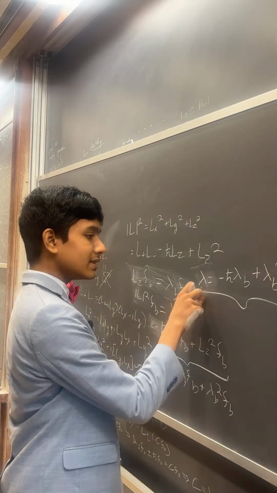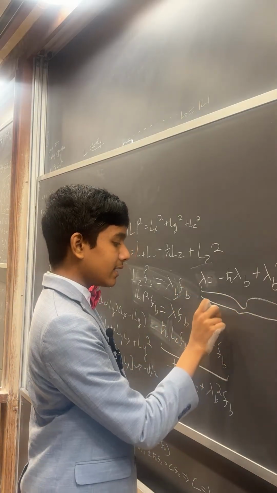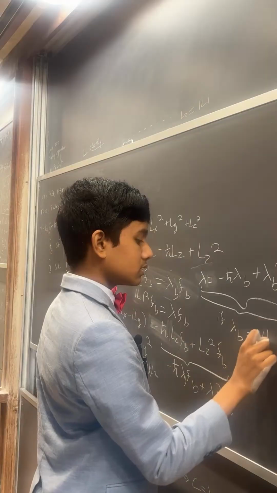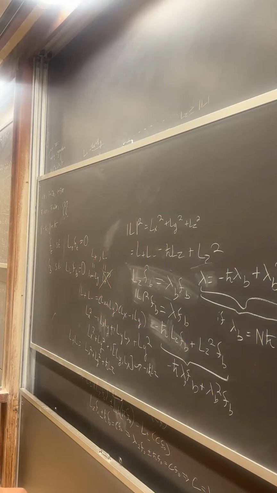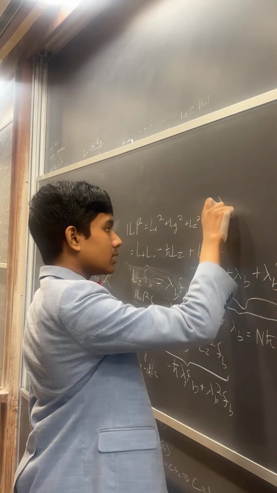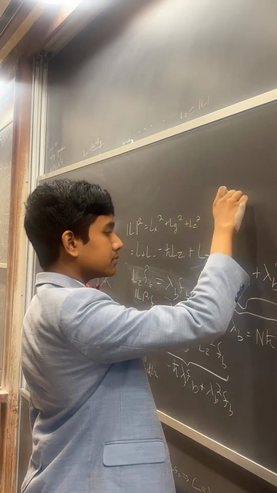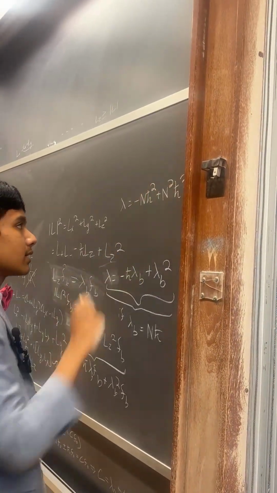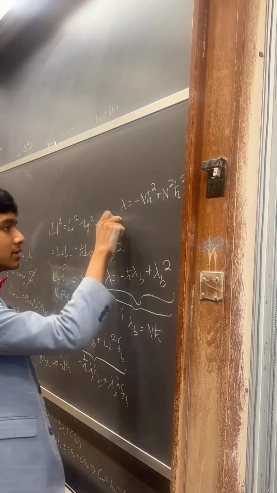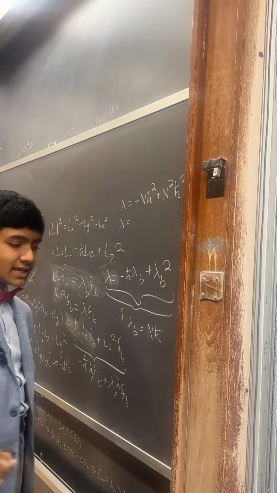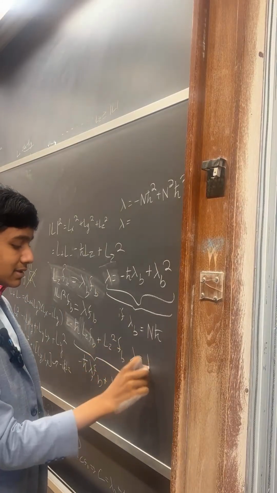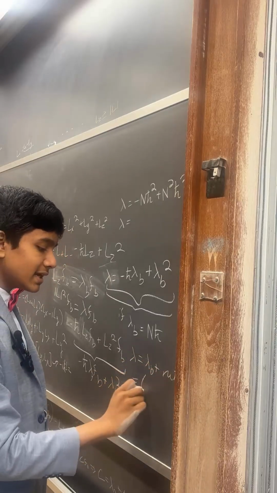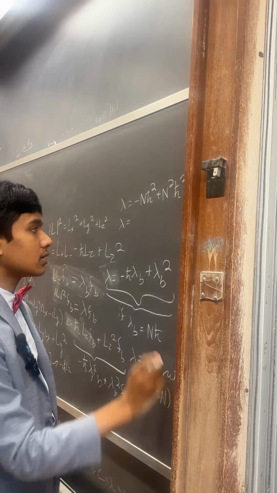The only way this makes any sort of sense is if lambda B is some multiple of h bar. So let's just assume that for a second. What happens? Well, we get lambda is equal to minus n h bar squared plus n squared h bar squared. And now consider that lambda itself, since lambda B is n h bar, has to be lambda B plus some amount. Let's call it m h bar, which means it has to be m plus n h bar.